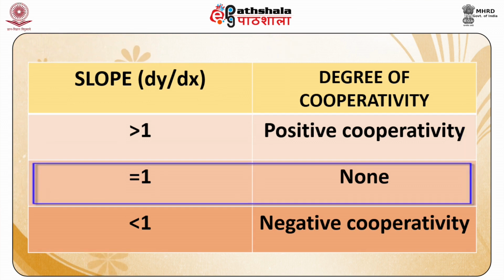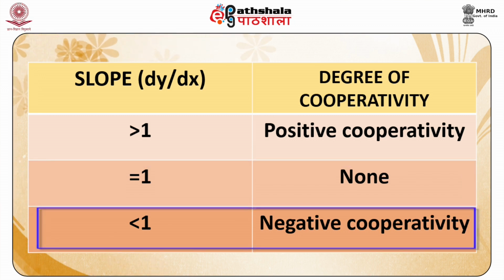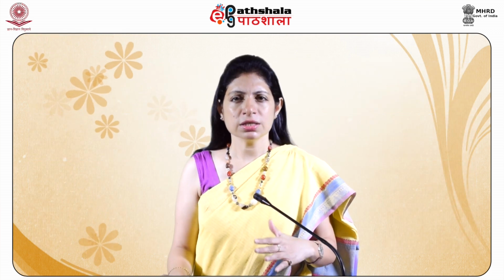If the slope is equal to 1, it indicates no cooperativity. That is, the affinity of the protein for a ligand molecule is not dependent on whether or not other ligand molecules are already bound. If, however, the slope is less than 1, we have negative cooperativity. That is, once one ligand molecule is bound to the protein, its affinity for other ligand molecules decreases. Negative cooperativity is very rare.